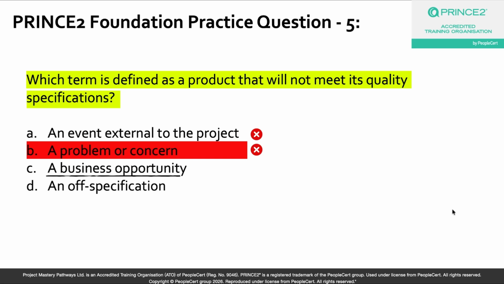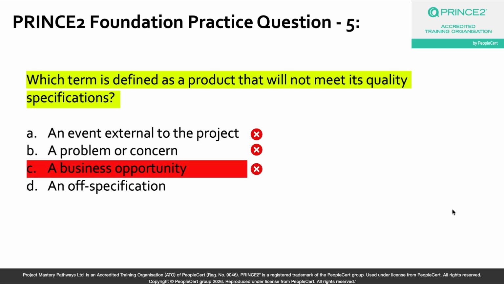Okay. However, if you look at this question, it is asking specifically about a product that will not meet its quality specifications. Okay. Now, that definitely does not sound like a positive opportunity, right? And that is why option C is also an incorrect answer choice. So the correct answer to this question is option D, which is an off specification. So the PRINCE2 manual gives us the exact definition of off-specification, and it is quite concise, okay? And it says that an off-specification is a product that will not meet its quality specifications. Plain and simple, word for word, okay?